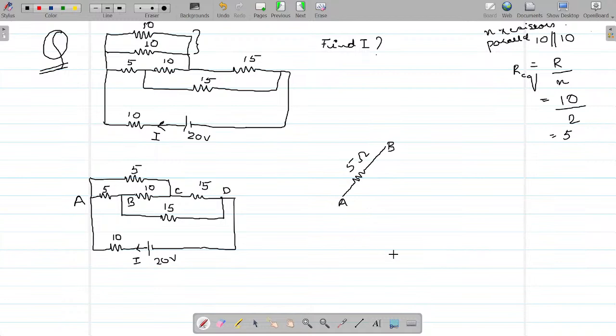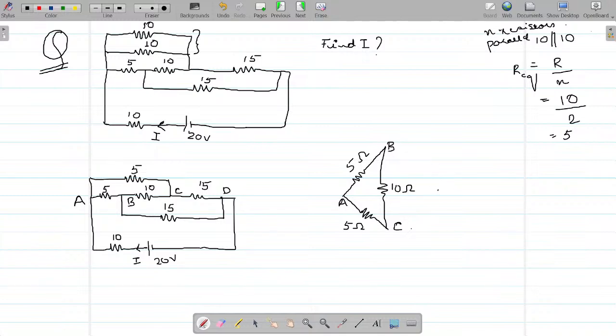Between A and C, I again see a resistor. This is our point from which we started. Between A and C, there is again a resistor. What is the value here this time? 5 ohms. Right? Now, between B and C, I see a resistance. What is the value of such resistance? It is 10 ohm. Right?